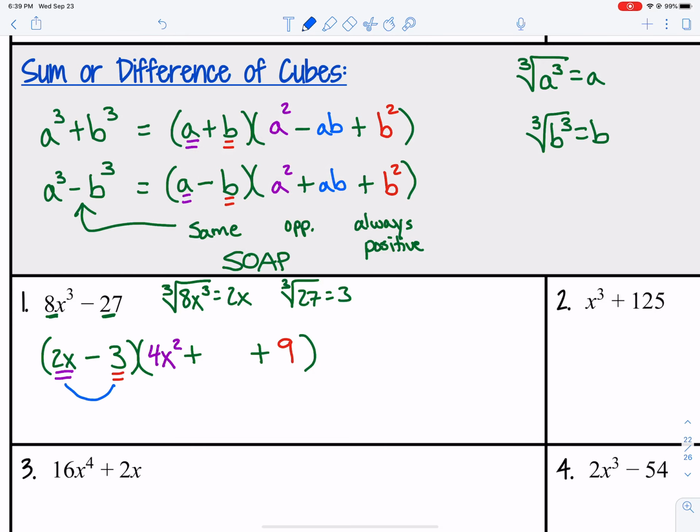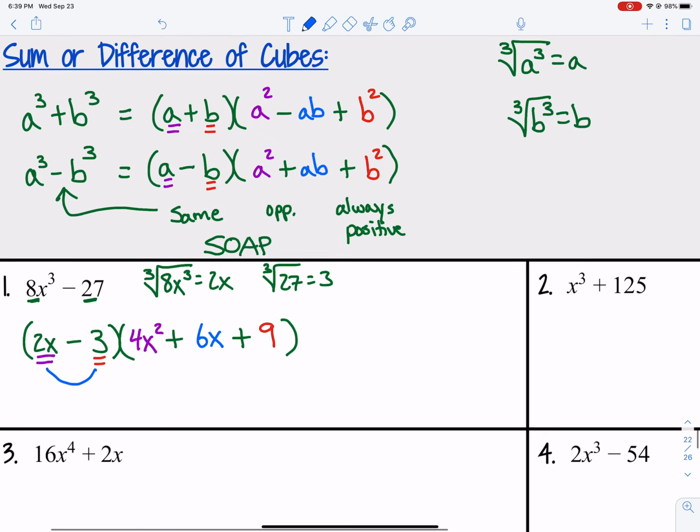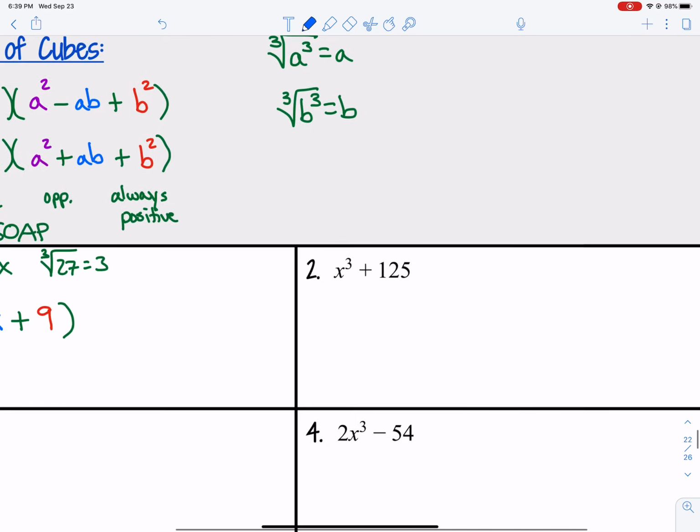And you've already got your signs in place, so you don't have to worry about those. And then you want to multiply these two together. So 2x times 3 is 6x. Again, you've already got your signs in place. They follow a pattern, so you don't have to think about the signs. Just think about the pattern. Okay, let's do another one.